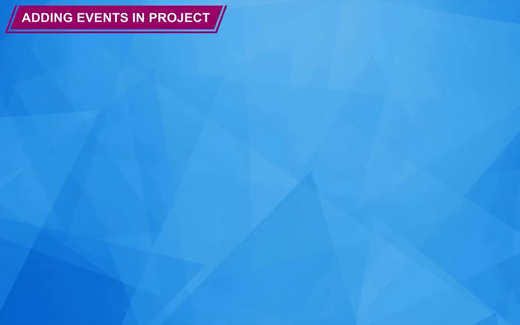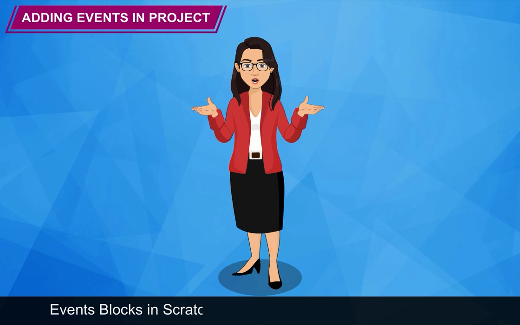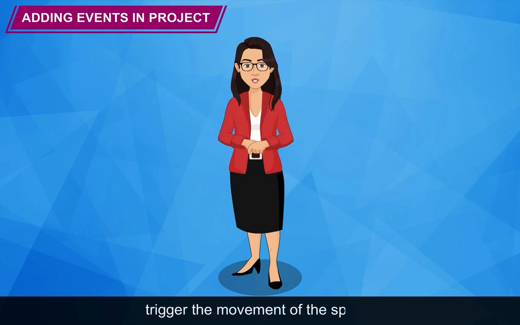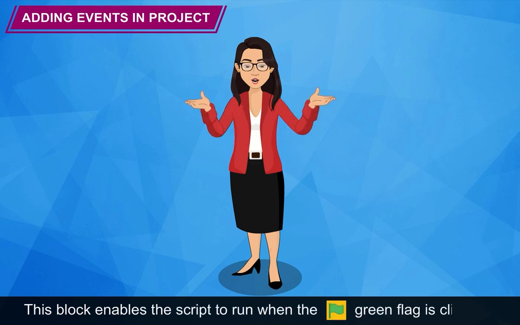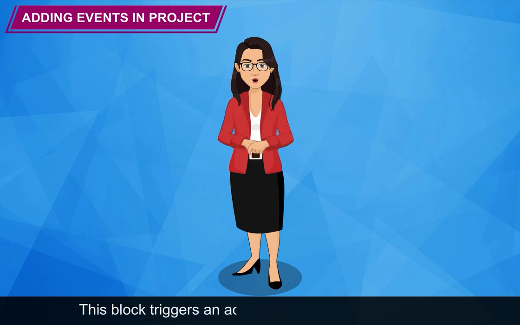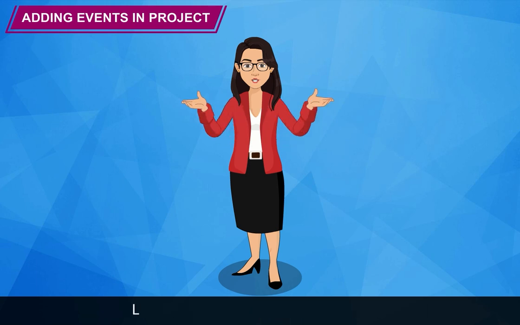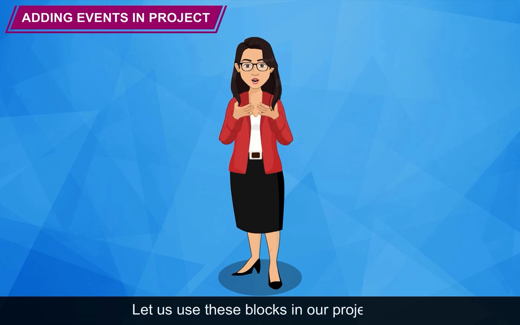Adding events in project. Events blocks in Scratch are used to manage the events which trigger the movement of the sprite. This block enables the script to run when the green flag is clicked. This block triggers an action when any key is pressed. Let us use these blocks in our project.